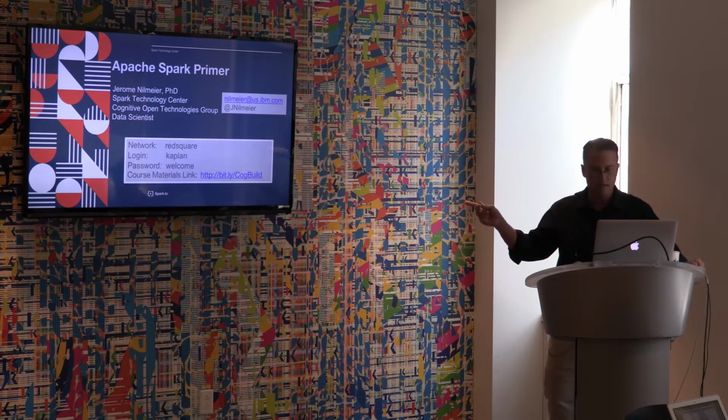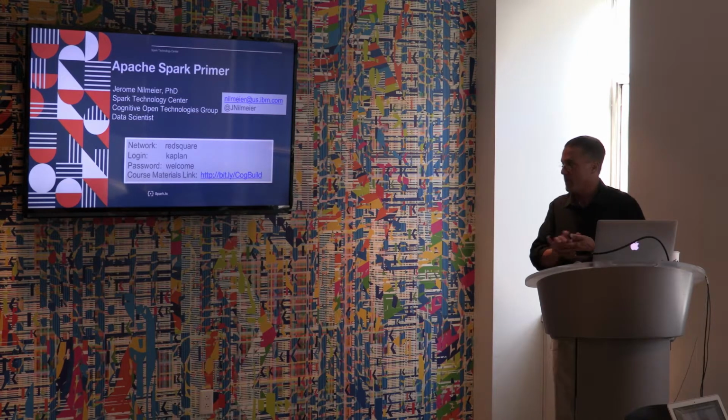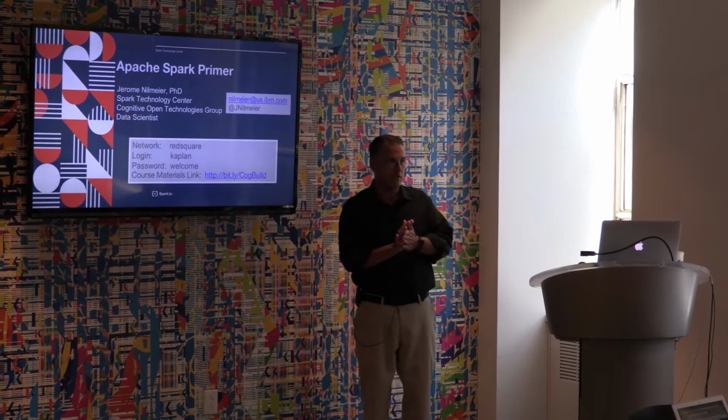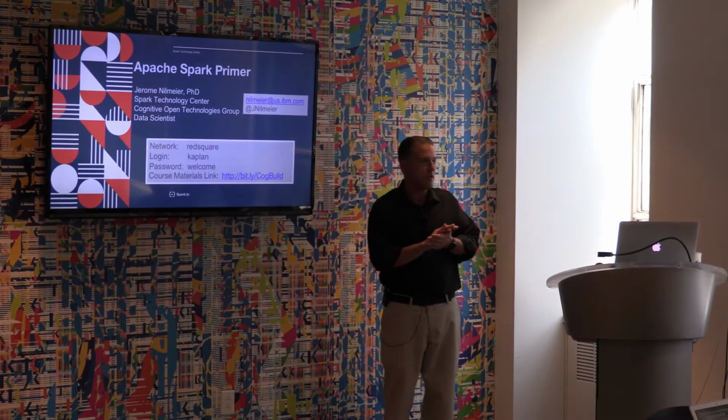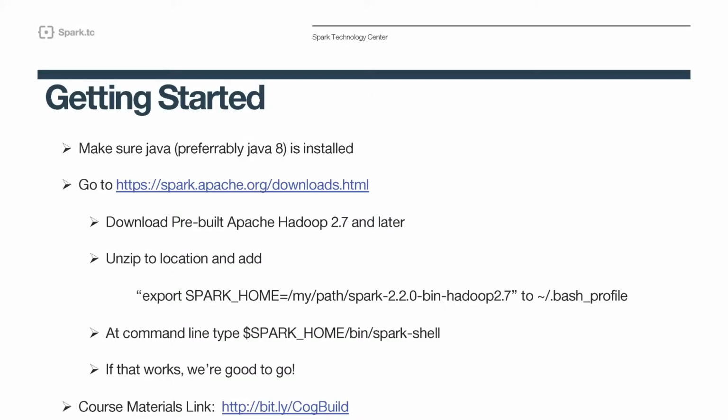So this is the network details here. Red Square is the network, and welcome. The course materials are here. Has everybody been able to get online and download the course materials? Great. Let's jump to the getting started slide, just to make sure everybody's on the same page. I can do a little bit of talking while you get all this set up, so there's no hurry.